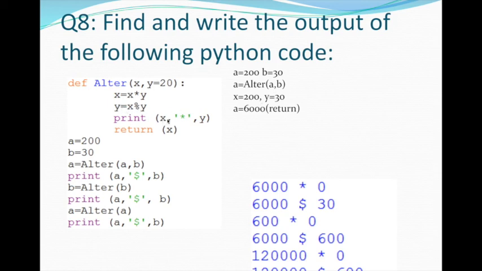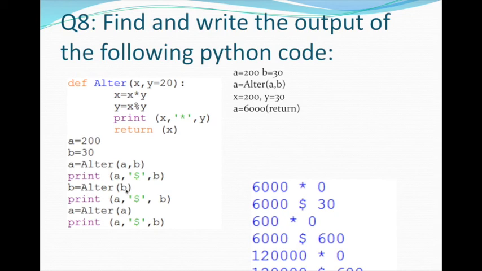So it displays print x, star, y. The x value is 6000 and the y value is 0, with the star operator in between: 6000 star 0. Then return the value of x. The value of x is 6000, and that is assigned to a. Then executing the next statement, print a, comma, b: a value is now changed to 6000 and b value is 30. So it displays 6000 star 30.